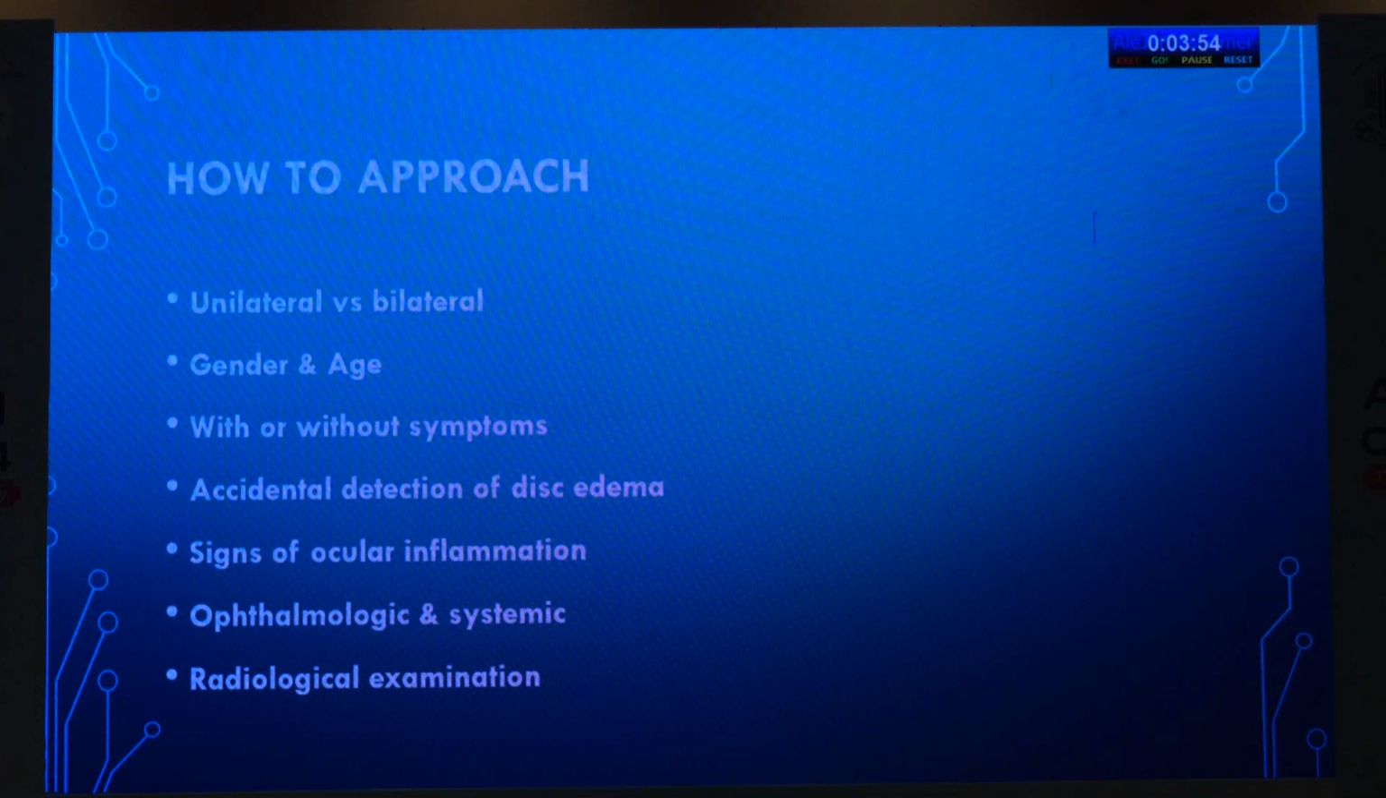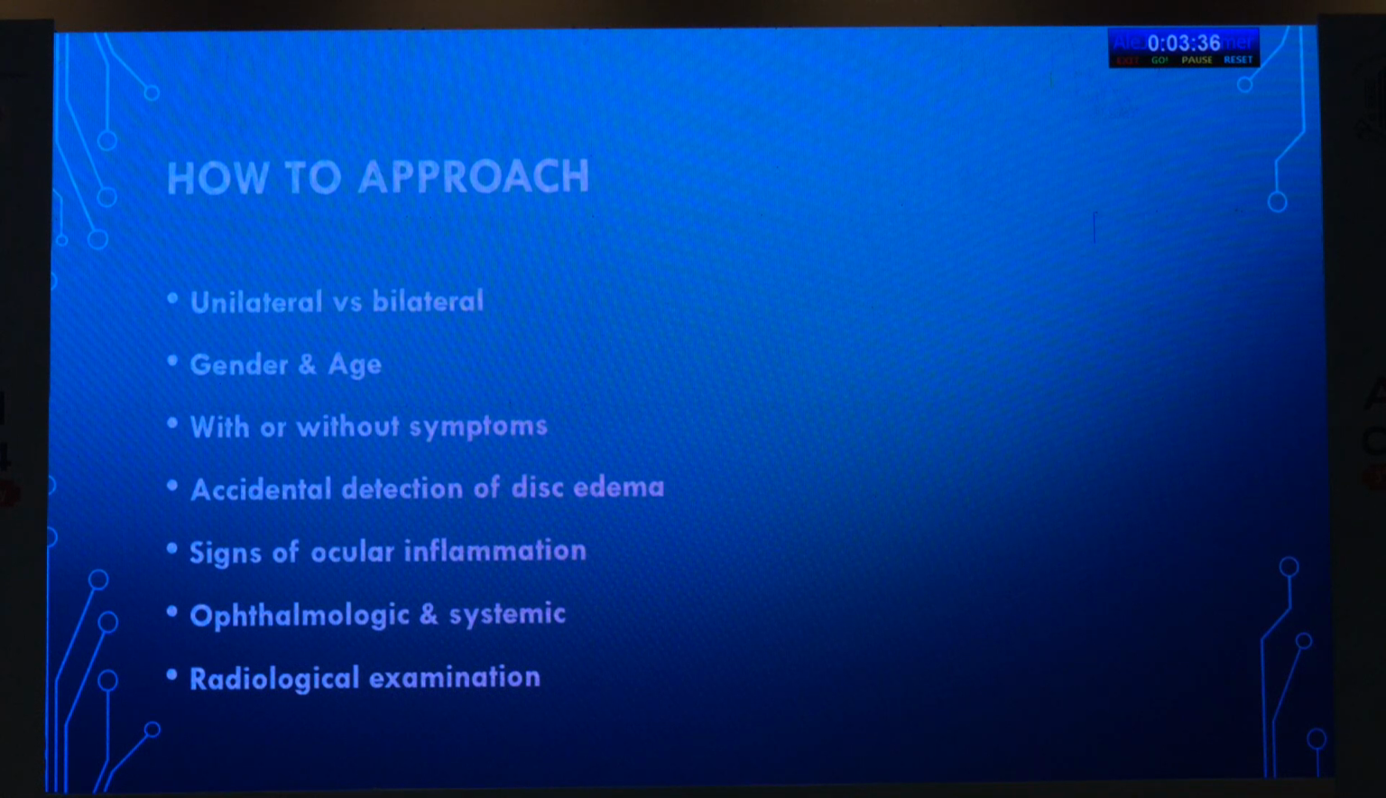As I told you, with or without symptoms, is it an accidental detection of disc edema? If you are accidentally detecting a disc edema, you must rule out pseudo disc edema first, before asking for other investigations. Then look for signs of ocular inflammation, like in uveitis, posterior uveitis, posterior scleritis or VKH, mostly when we see unilateral disc edema. Then we have to do a proper ophthalmologic and systemic examination, for example whether the patient is diabetic or hypertensive.